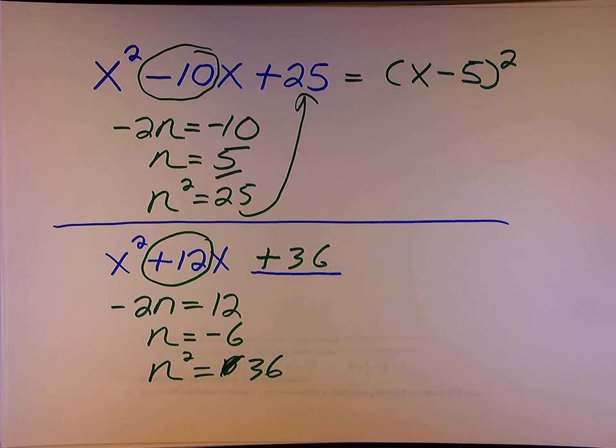Since it's n squared, the last number is always going to be positive? Yes, the last number will always be positive in this format.